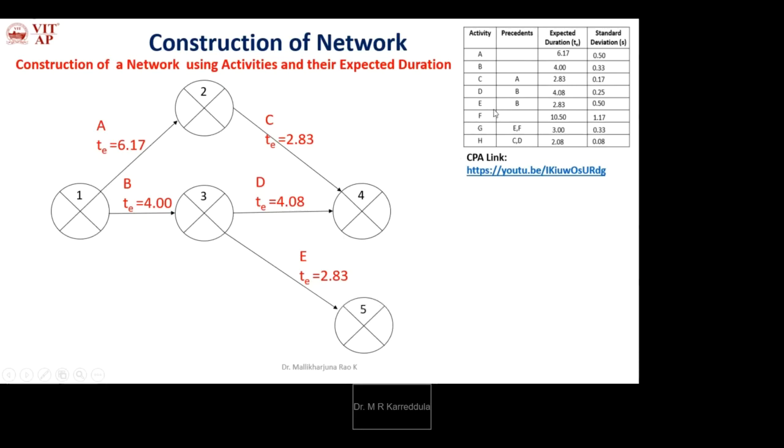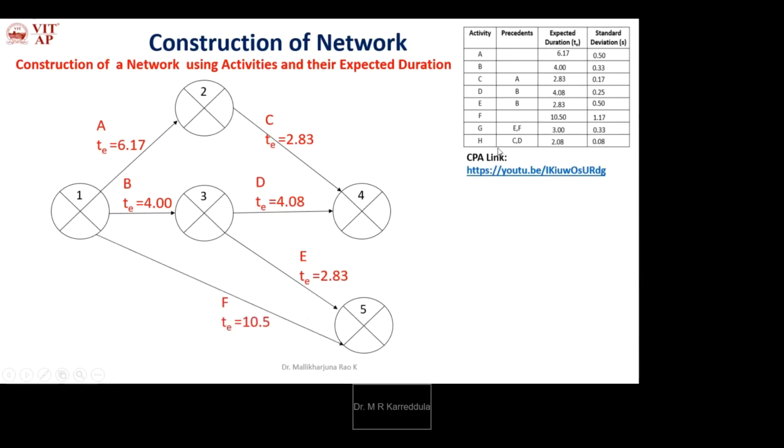Fine. Next, F. F is not having any precedent, so we can start from the start event. And where will it end? F is the precedent for G and ends along with E. So we need to represent both ending at one event. Already E is represented, so F starts from the first event and ends along with E. The start event of F is 1 and the end event is 5.